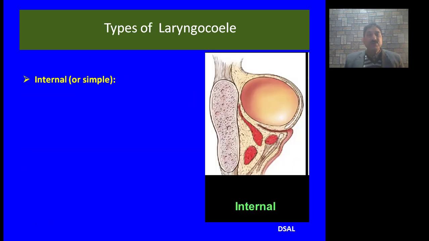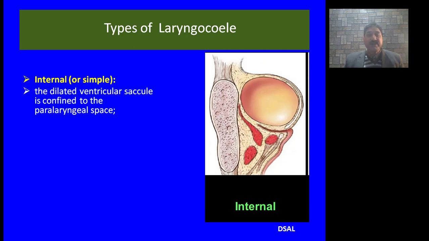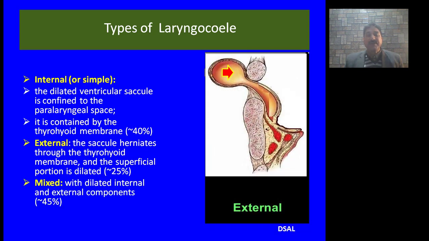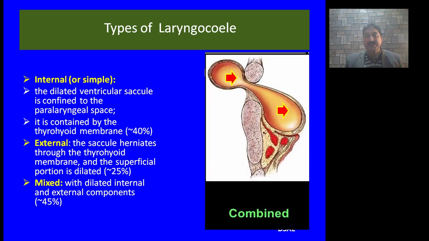Different types of laryngocele are internal, which is also called simple. Here, the dilated ventricular saccule is confined to the parapharyngeal space. It is contained by the thyrohyoid membrane. In the external type, the saccule herniates through the thyrohyoid membrane and the superficial portion is dilated. In the mixed variety, there are dilated internal and external components.